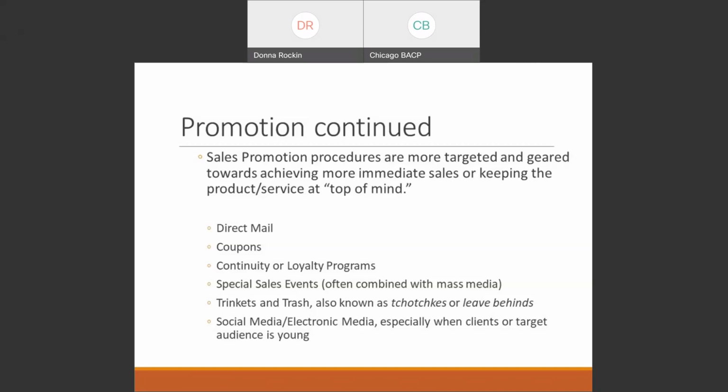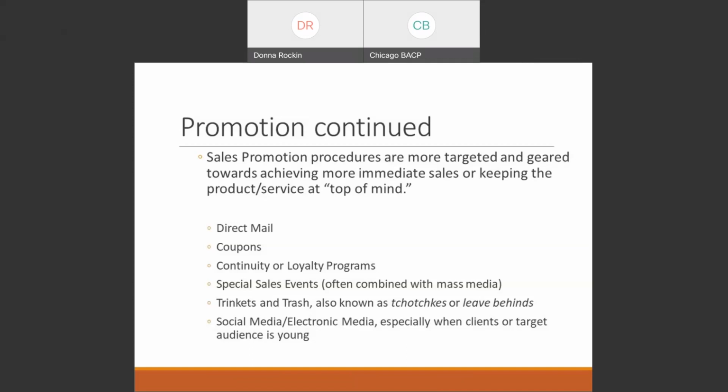Trinkets or trash are also known as tchotchkes or leave-behinds. That's when the repairman who just fixed your washer or dryer or dishwasher leaves you a magnet to keep on these products so that the next time another home appliance breaks, you know who to call. And it's also the way real estate agents leave pens when you go to see an open house, because they want you to remember them after the fact. So that's trinkets and trash.